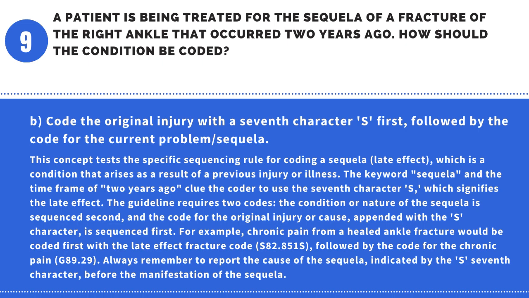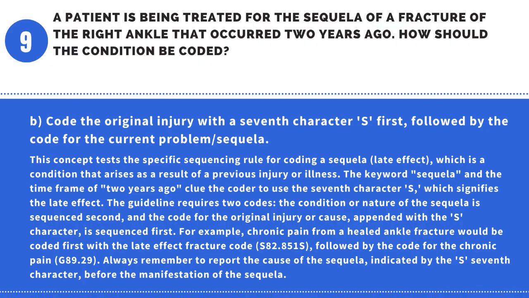This concept tests the specific sequencing rule for coding a sequela late effect, which is a condition that arises as a result of a previous injury or illness. The keyword sequela and the time frame of 2 years ago clue the coder to use the 7th character S, which signifies the late effect. The guideline requires 2 codes. The condition or nature of the sequela is sequenced first, and the code for the original injury or cause appended with the S character is sequenced second.